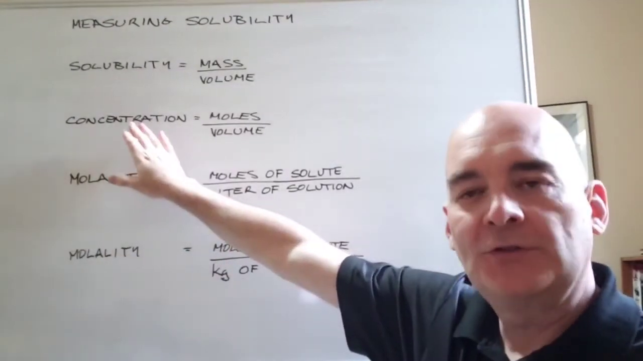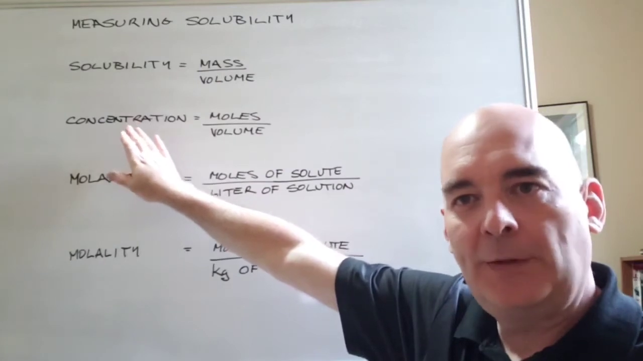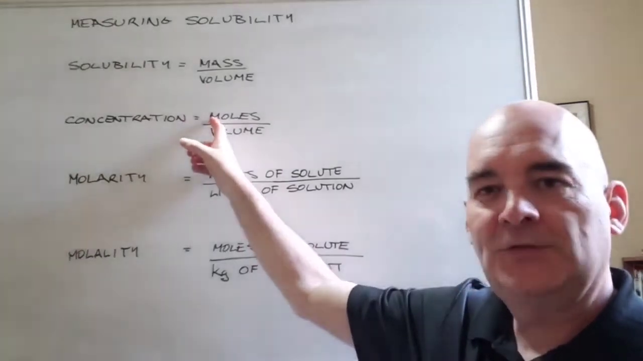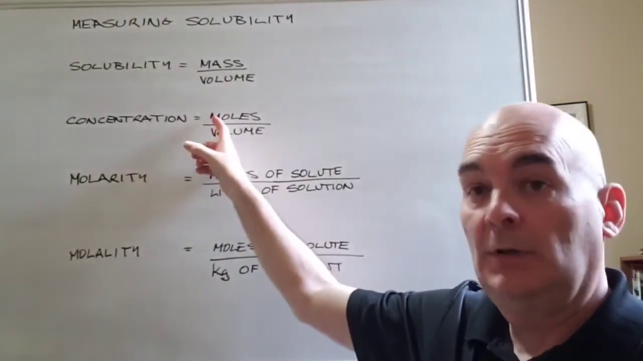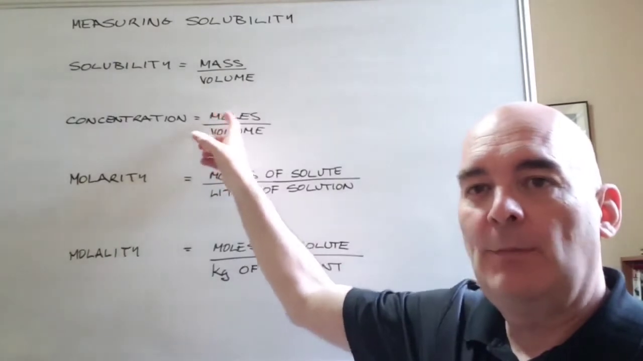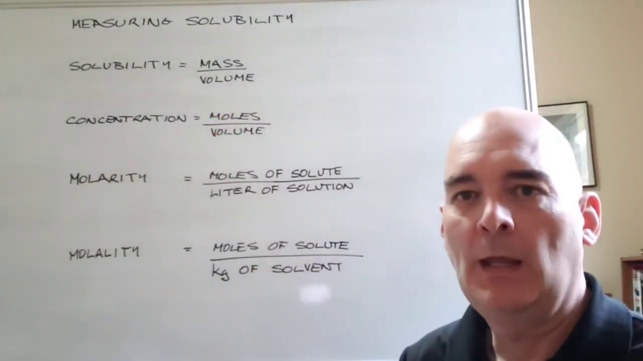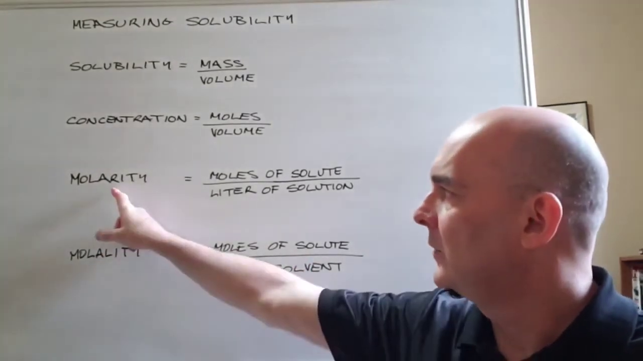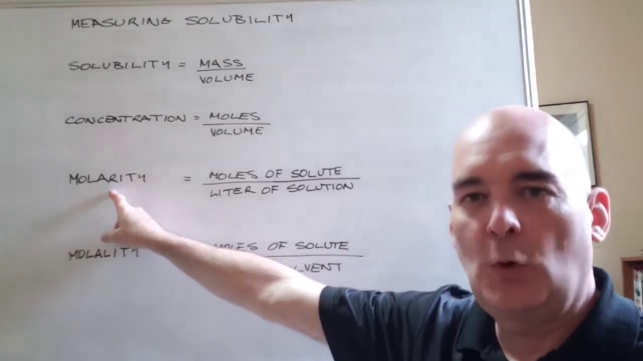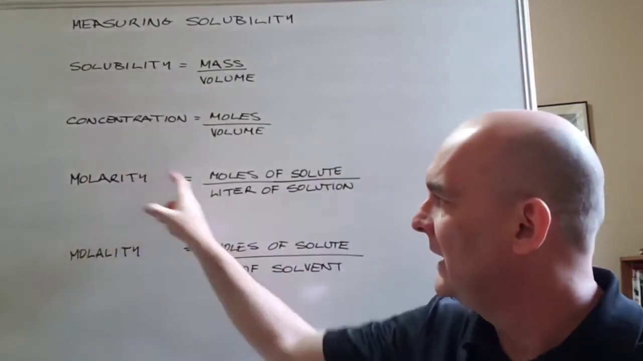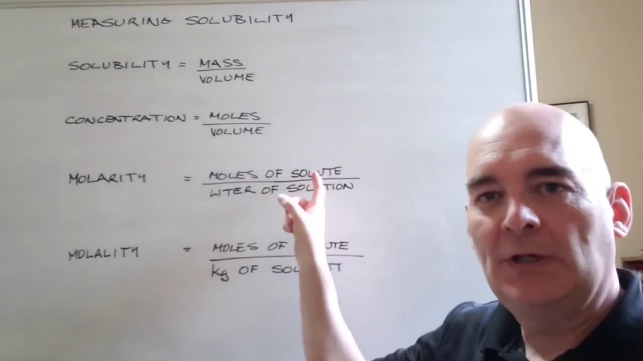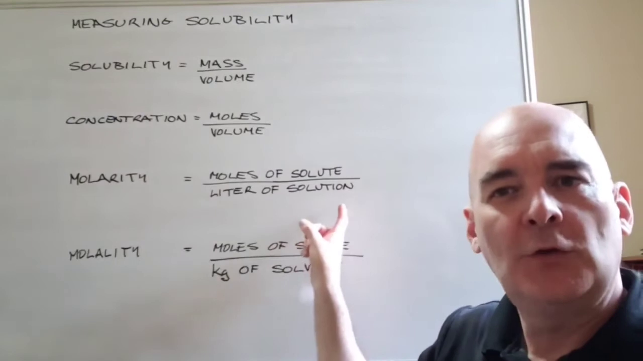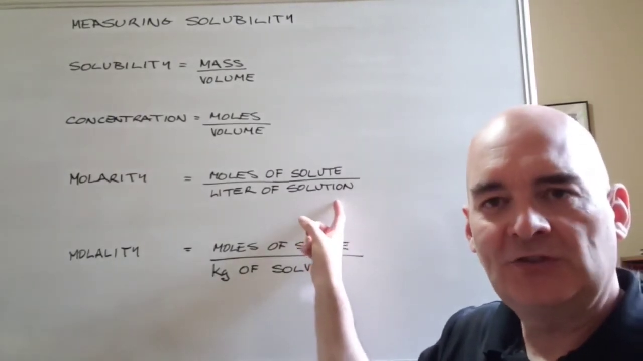Concentration takes the concept a little bit further, making it more useful by turning my mass of solute into moles. So concentration is moles per volume. And in terms of concentration, there are two important distinctions. Your concentration can be defined in terms of molarity, and molarity is moles of solute dissolved per liter of solution. Notice here it doesn't say solvent, it says solution.